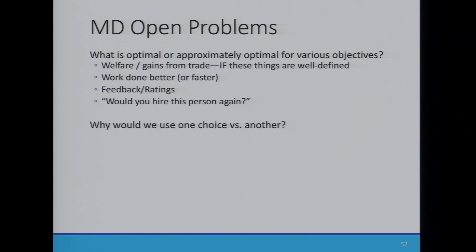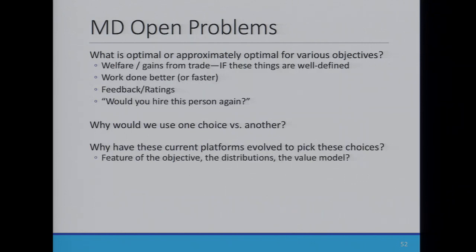Why would we use one choice versus another? So I showed you all these different instantiations. We have what Uber and Lyft is doing versus what Airbnb is doing versus Airbnb Instant Book. Why are all these different mechanisms being used in different settings? So why have they picked these choices? Is it because of the objective that they're maximizing? Is it because of the distributions that they're dealing with or the underlying value model? What's going on here that we see all of these different mechanisms in practice?